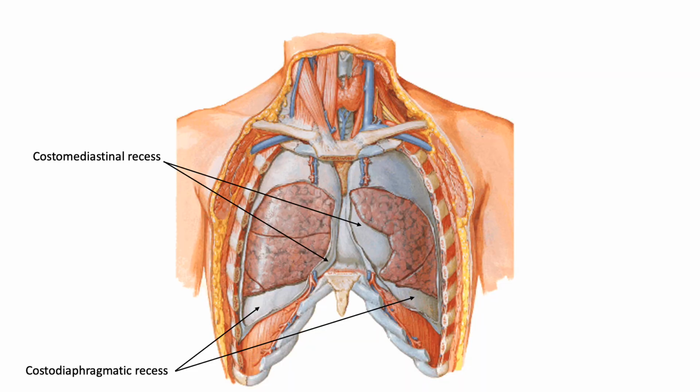It's important to realize that the lungs don't completely occupy the pleural cavity during expiration, so there are areas where layers of the parietal pleura will be relatively close together. The costodiaphragmatic and costomediastinal recesses are shown here. The left costomediastinal recess may be larger or less occupied than the right because of the cardiac notch in the left lung.